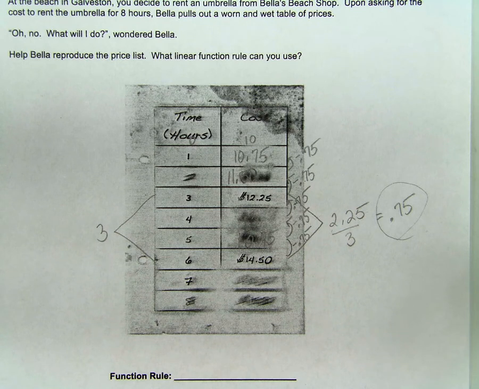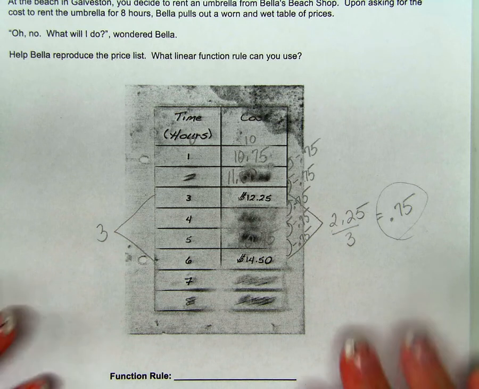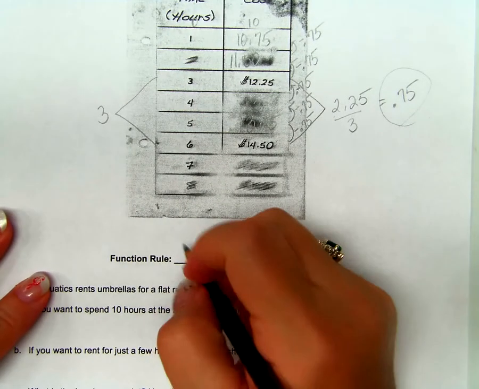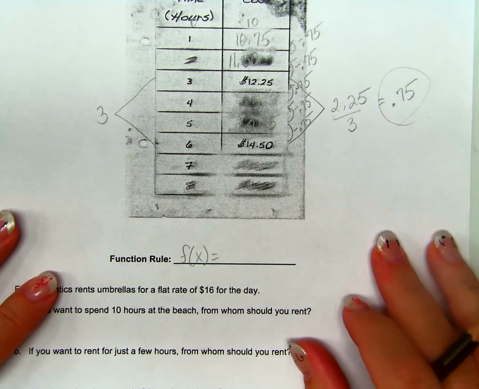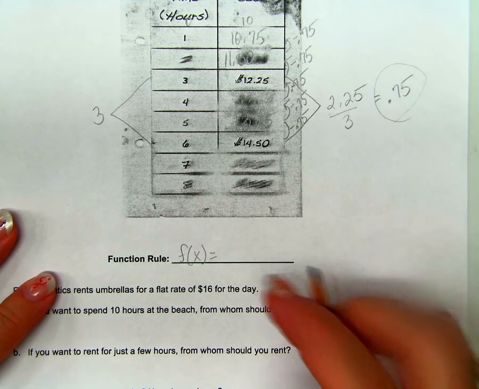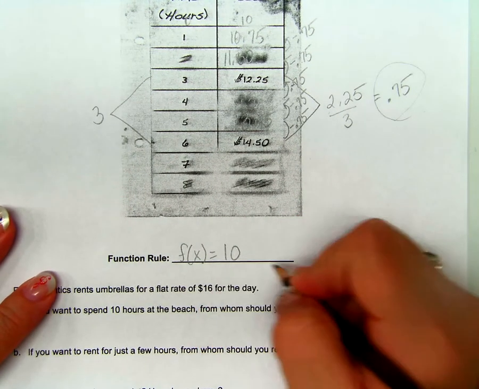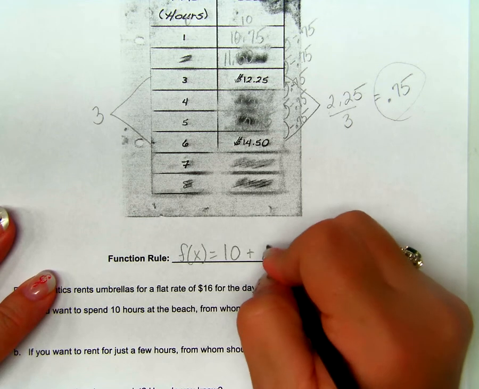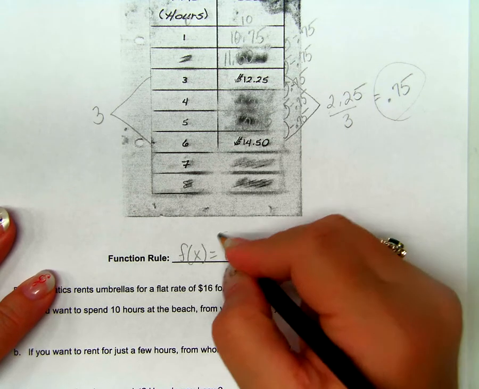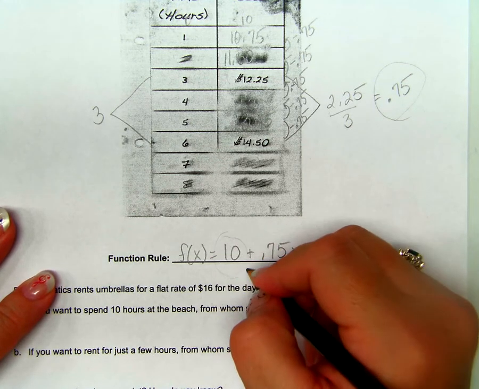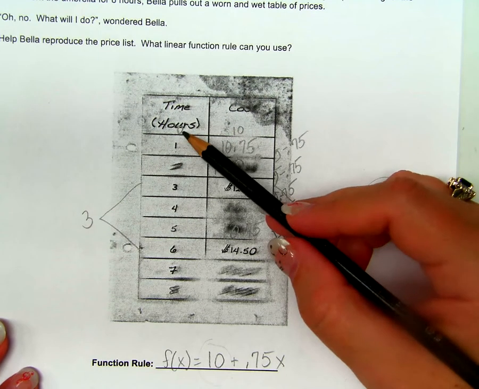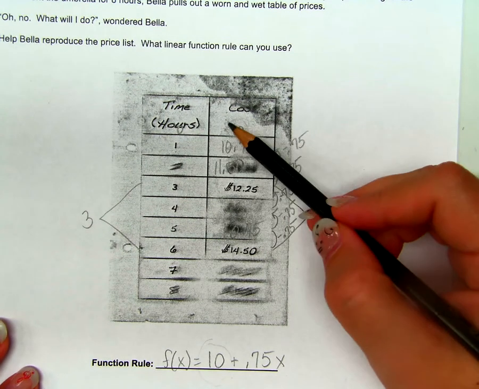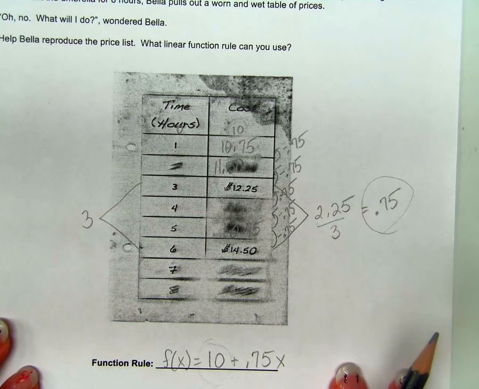So tell me what the function rule is. So f of x equals, what'd you say? 10 plus 0.75x. Is everybody clear why this is not 10.75? 10.75 is when time is 1 hour. We need time is 0 hours, and that's when it's 10. That's my starting point.